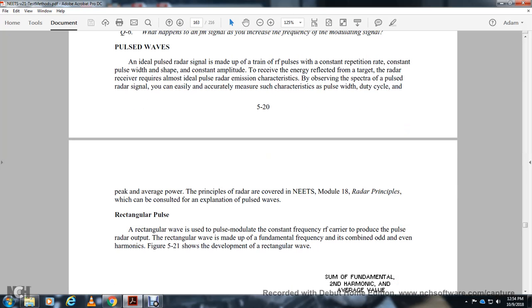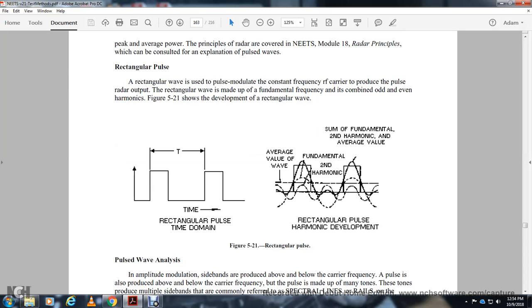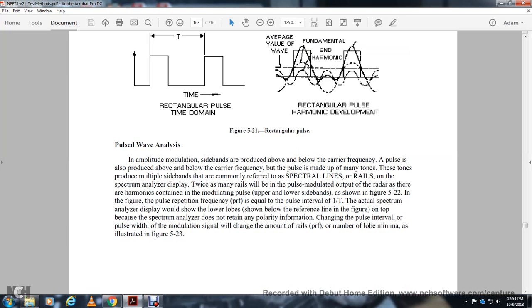Rectangular pulse. A rectangular pulse modulates a constant frequency radio frequency carrier to produce the pulse radar output. A rectangular wave is made up of a fundamental frequency combined with odd and even harmonics. Figure 521 shows the development of the rectangular wave, with the rectangular pulse in the time domain and in the frequency domain: the average value of the wave, the fundamental, and the second harmonic. Analyzing the pulse wave as amplitude modulation, sidebands are produced above and below the carrier frequency.